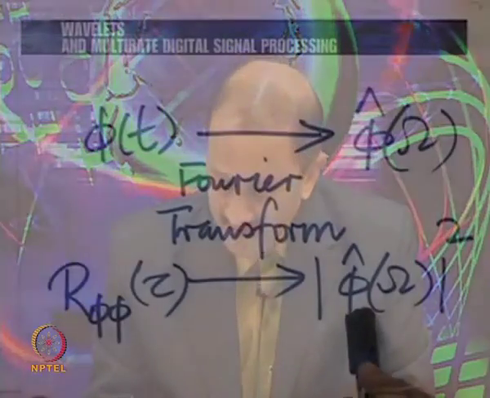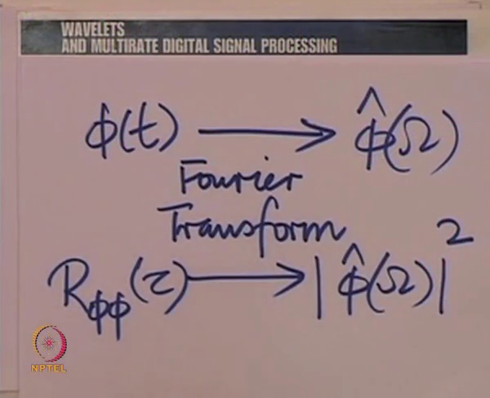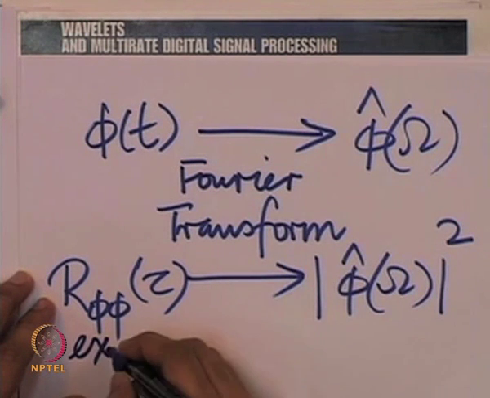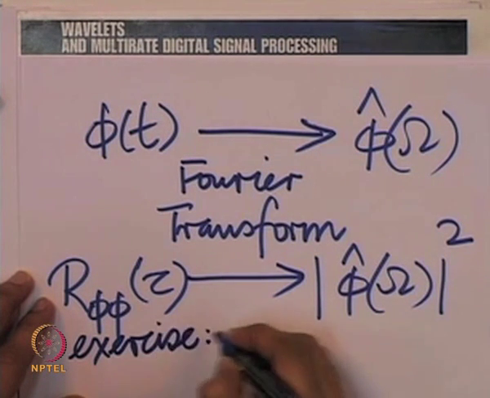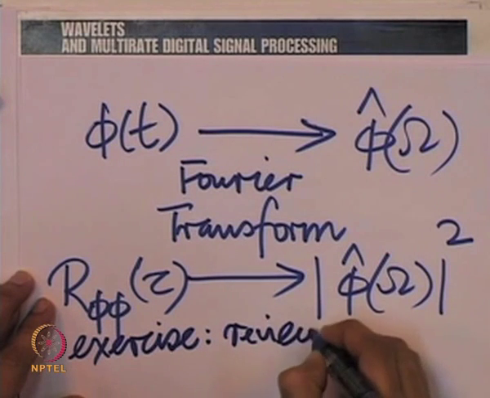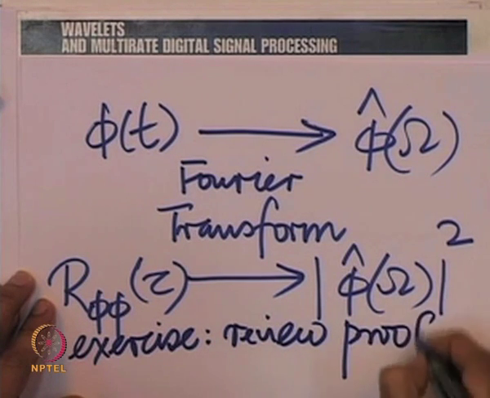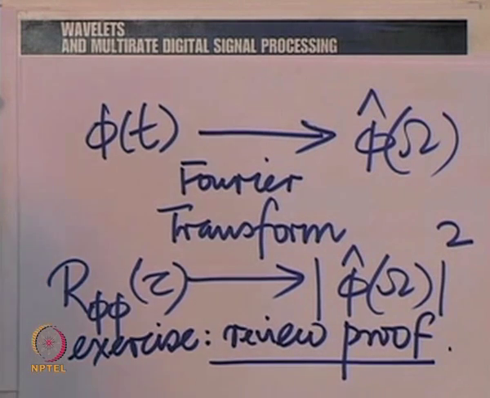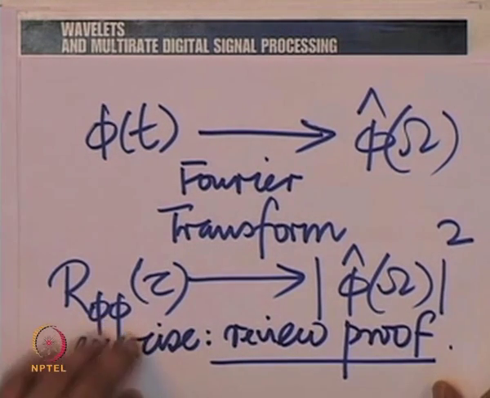If you recall, the Fourier transform of the autocorrelation function is the power spectral density in the Fourier domain. Anyway, I leave it as an exercise for you to prove this. It is a basic result in signal and systems theory. Exercise, review the proof. But what we intend to do is to use this result to our advantage.